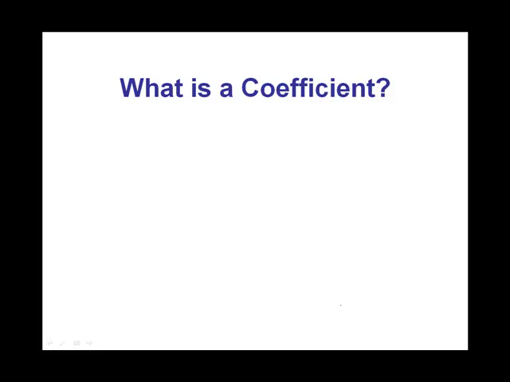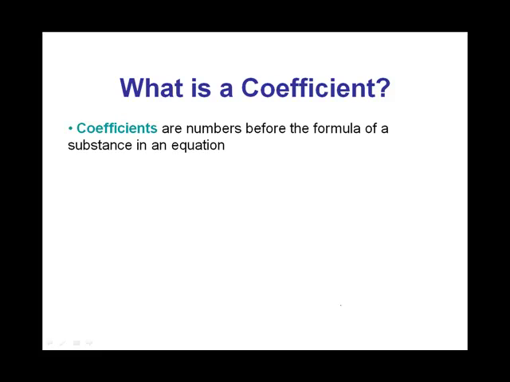So what are coefficients? Coefficients are the numbers before the formula of a substance in an equation. When we did balancing ionic pairs, we used coefficients. They are going to be used again in balancing equations. For example, if we take this reaction, which we have done in class, the 2 is a coefficient for magnesium and magnesium oxide.